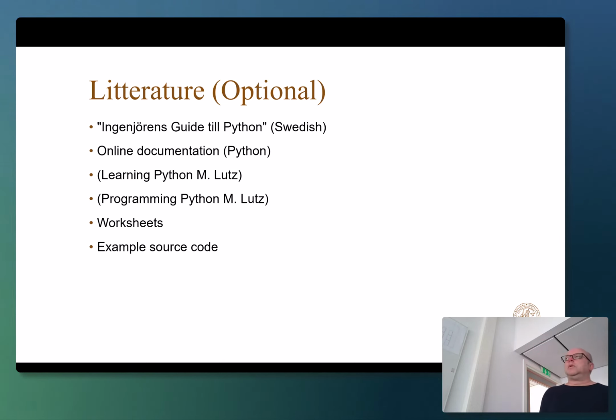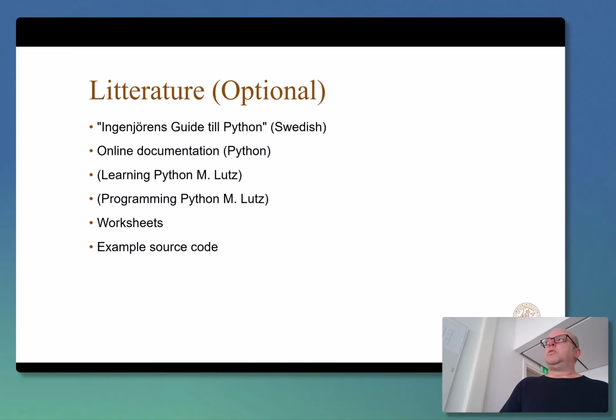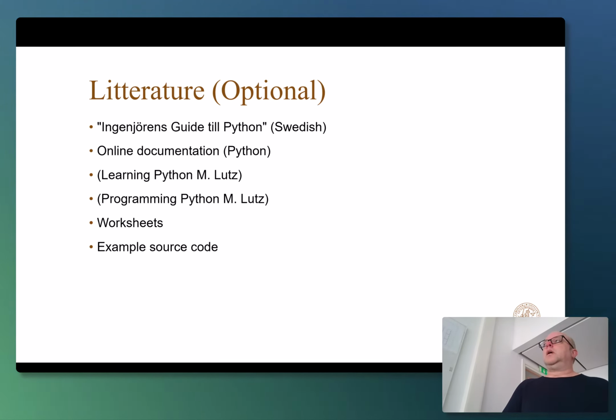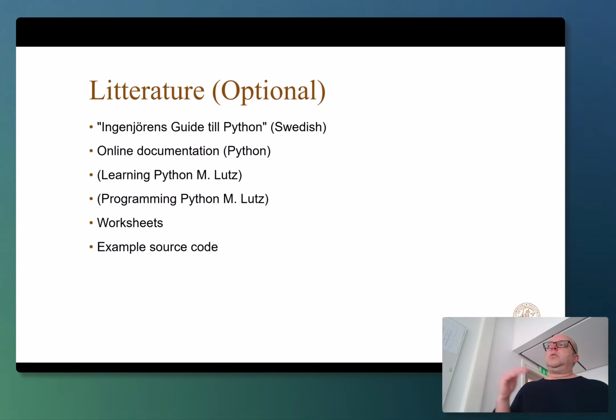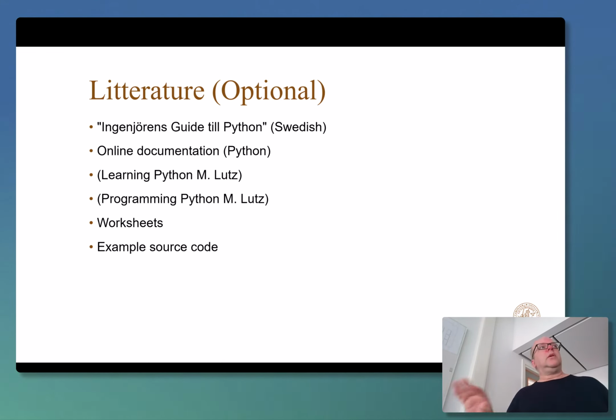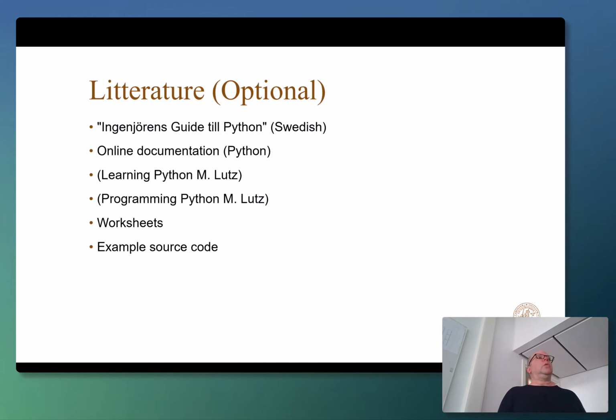Literature. There's a Swedish book, unfortunately, Infodion's Guide to Python, which covers many of the topics we have in this course. There will be online documentation in the Canvas site. There are some other books here as well. The worksheets are quite detailed in the beginning. There will be less detail in the coming worksheets after a couple of weeks. You will also get example source code from me. For example, for the user interface parts, you will get examples of user interfaces that you can model your own code on. So you will have a lot of material to work on as well.